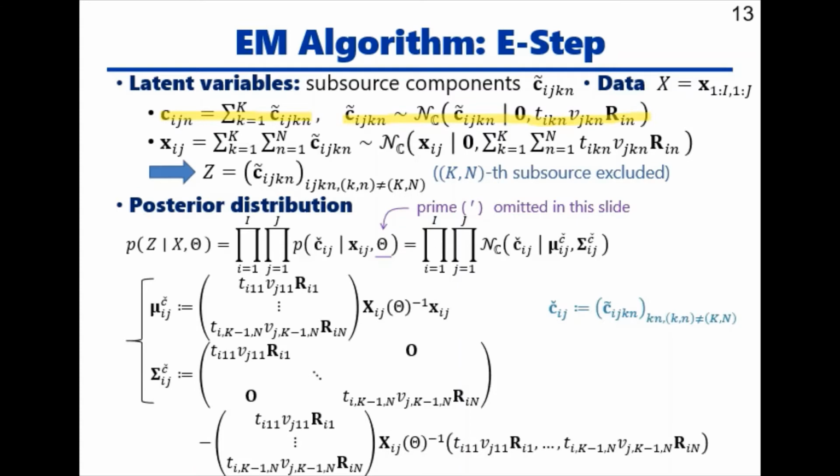Consequently, the mixtures X are modeled by the sum of C tilde over all n and k, and follow the complex Gaussian distribution given by this equation, corresponding to the log likelihood given in the previous slide. The set of latent variables Z is defined by this equation, where the last subsource is excluded as in FCA.